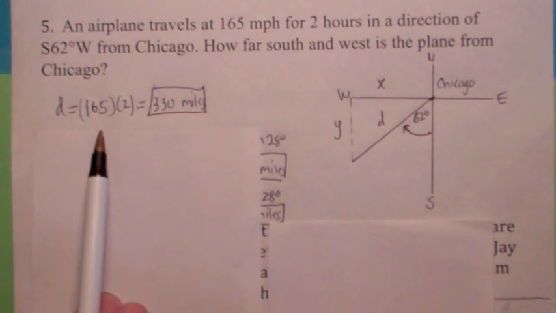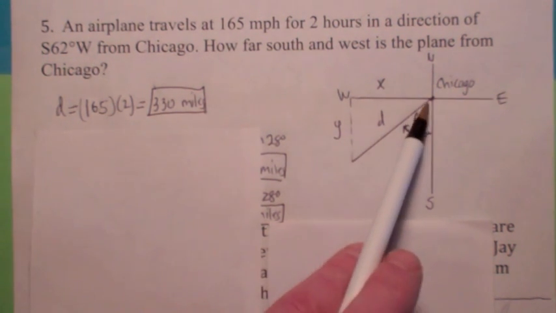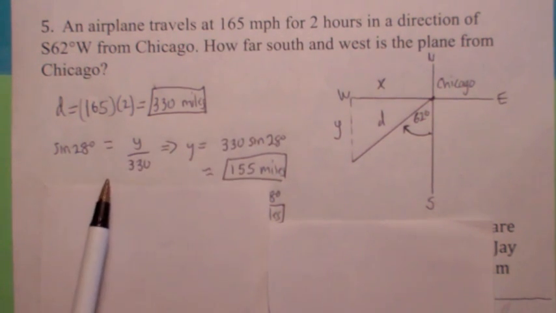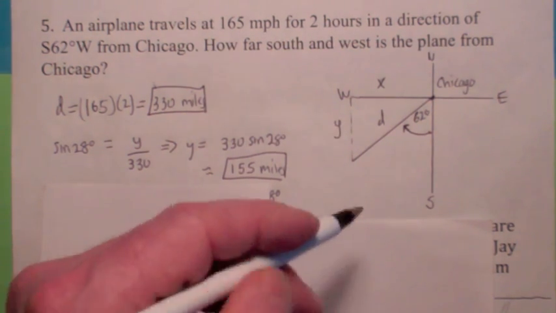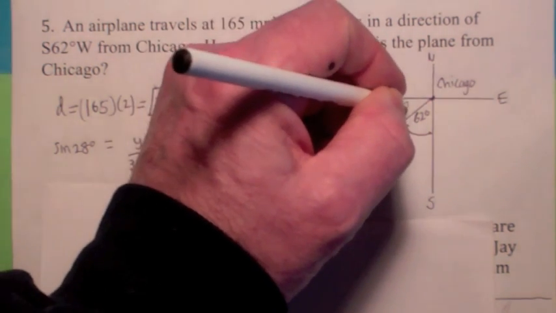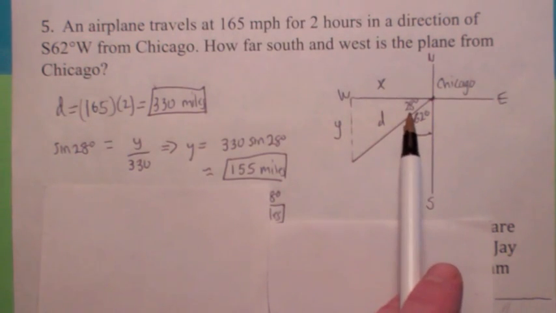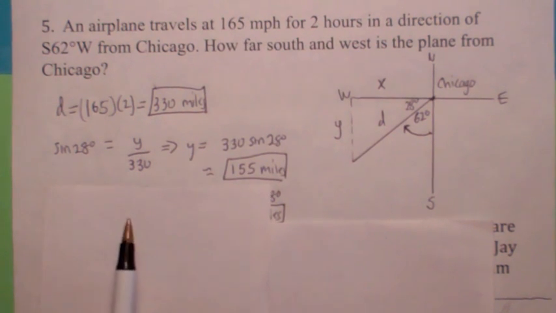Okay, well, first of all, you know that the distance is 330 miles. That's the length of this line segment, right? 330 miles. So how would you find this y coordinate? This is how far south you are. If this is 62, let's call this angle 28. That's probably what I would do, right? Call that angle 28. The sine of 28 is y over 330. You solve for y, you get 155.